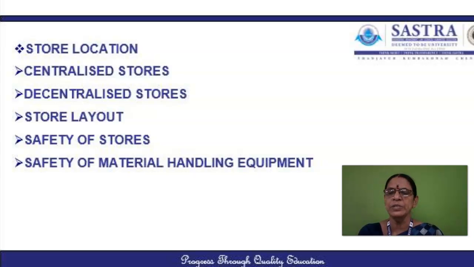Sometimes a combination of centralized with decentralized sub-stores may also be there. The main store will be centralized and sub-stores may be decentralized in an organization. So whether it is centralized or decentralized or centralized with the sub-stores as decentralized may be according to the convenience of the receipt and the issue of the materials. Now we shall see what are the advantages of a centralized store.